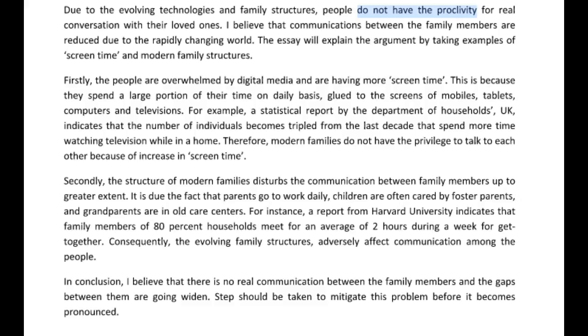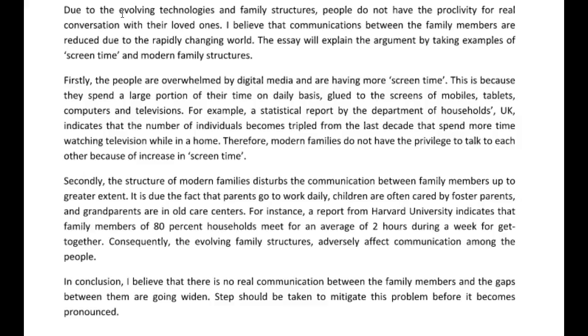What you could say is "evolving technologies and family structures have resulted in reduced proclivity for real conversation amongst family members." I love the use of the word proclivity, but it must be used accurately. You can't say that it's entirely gone. You must say, using "due to" at the start of an essay as well is not recommended. I would just enter "generally." Evolving technologies and family structures have reduced the proclivity for real conversation amongst family members.